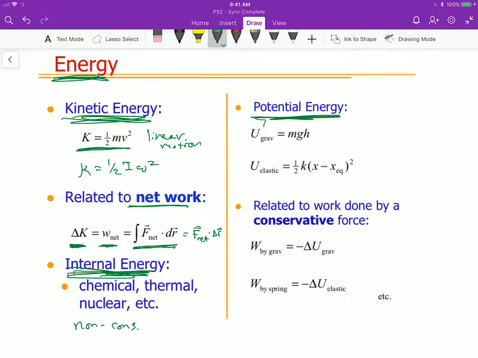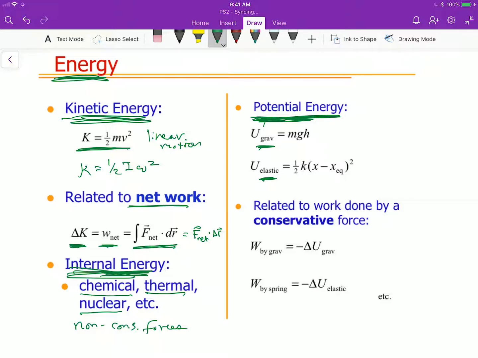And then we have internal energy, and this basically comes from non-conservative forces. So non-conservative forces are things like pushing and pulling, and so there's chemical energy, thermal energy, nuclear energy. And then we have conservative forces, which have a potential energy. So this is the third kind of energy. And we only saw two kinds of conservative forces. So we saw gravity and elastic, basically a spring.